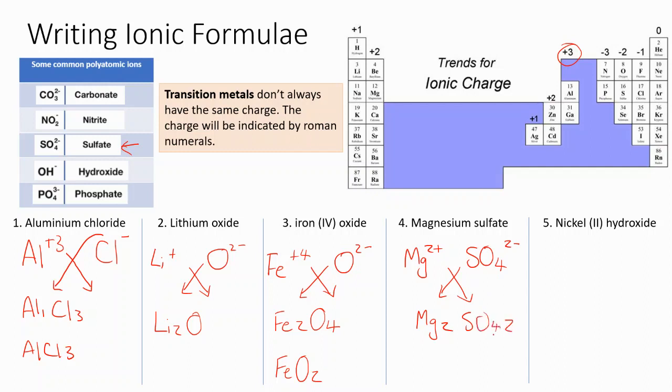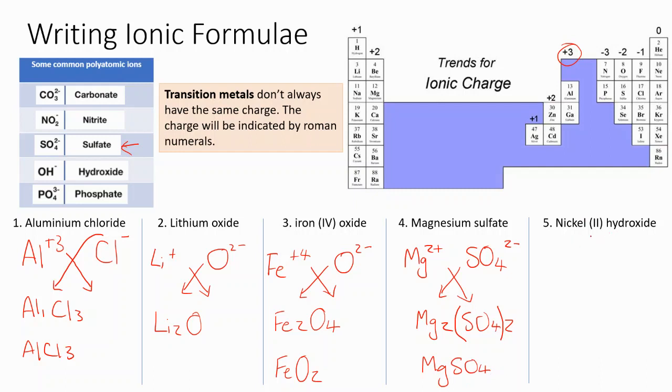Now I can't just sit the 2 next to the 4 like this, because this 2 applies to the entire polyatomic ion. So I actually need to include some brackets to make sure that this 2 goes to everything in the brackets. Similar to this example, we can simplify this. We can actually just cancel the 2's out. So we're going to have MgSO4. And I don't need the brackets anymore because I don't have a number out here.